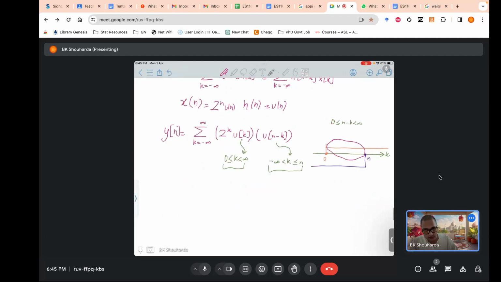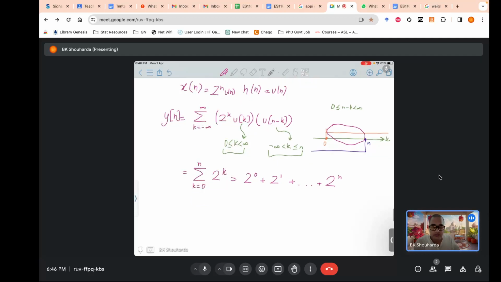So k, which ranges from 0 to n, will satisfy this in both the cases. In this scenario, both u's will be equal to 1. So 2 to the power k. Now isn't it a bit familiar? It is 2 to the power 0 plus 2 to the power 1 plus all the way till 2 to the power n. Now I will use the GP series.